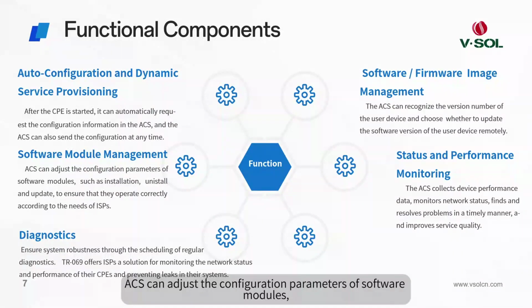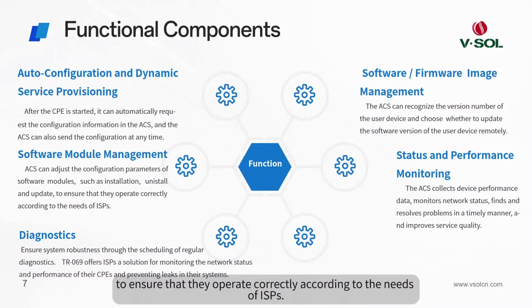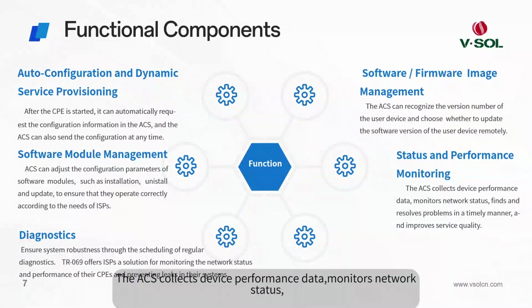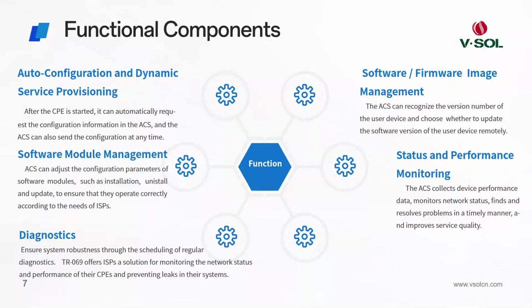ACS can adjust the configuration parameters of software modules, such as installation, uninstall, and update, to ensure that they operate correctly according to the needs of ISPs. The ACS collects device performance data, monitors network status, finds and resolves problems in a timely manner, and improves service quality.